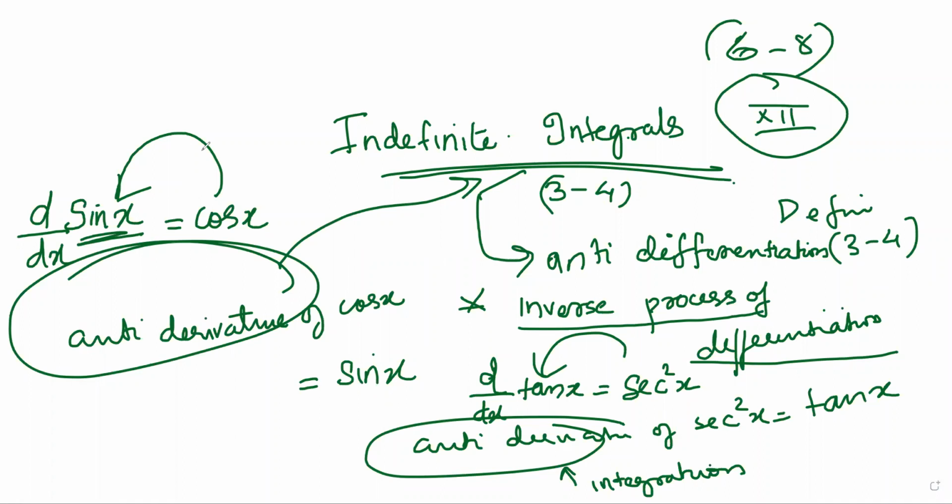Then you can write these examples also. D by dx of sin x is cos x. So antiderivative of cos x is sin x. D by dx of tan x is sec square x. So antiderivative of sec square x is tan x.